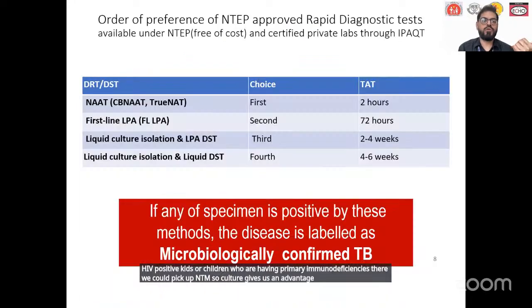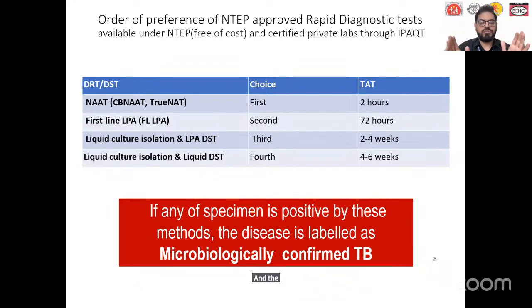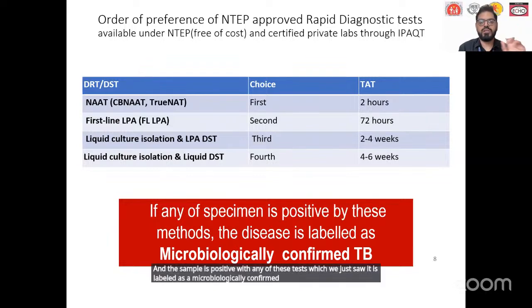picking up non-tuberculous mycobacteria. So when we send the sample to the lab, and the sample is positive with any of these tests which we just saw, it is labeled as microbiologically confirmed tuberculosis. So it is a confirmed diagnosis. So as you see, the first test which is offered is a NAT because it is the fastest test, which gives a result in 2 to 3 hours.